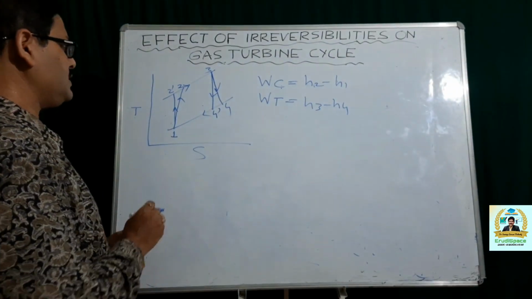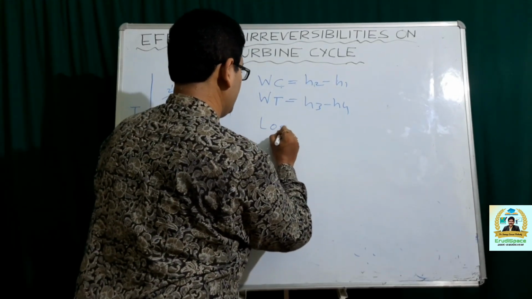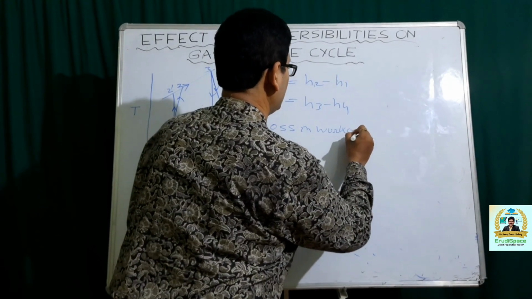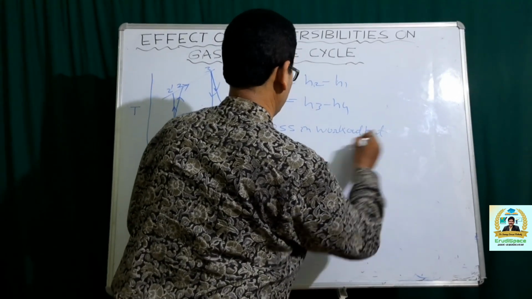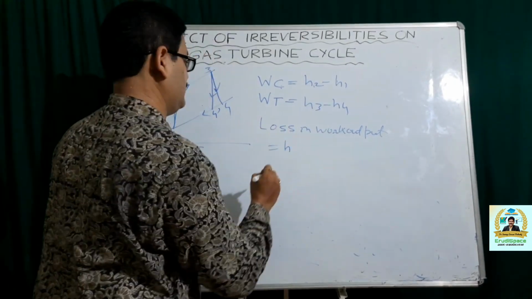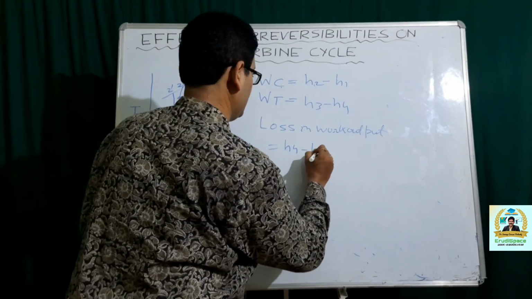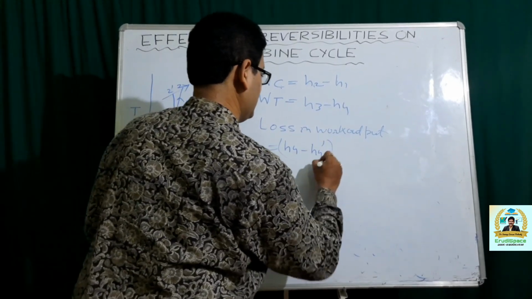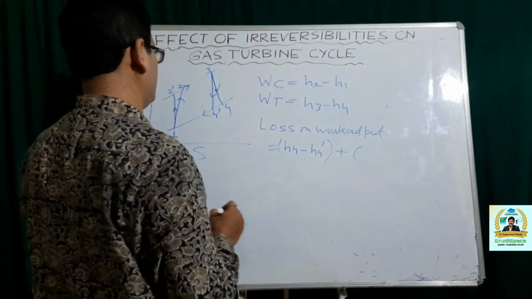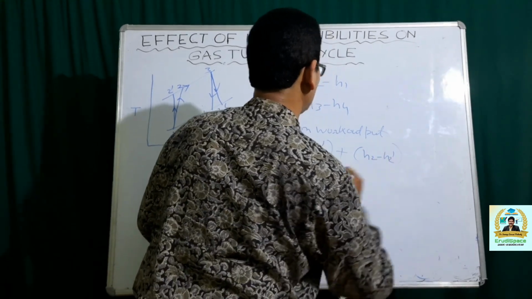And the loss in work output is equal to H4 minus H4 gas plus H2 minus H2 gas.